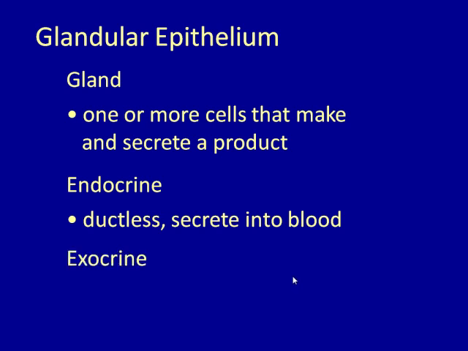Exocrine glands secrete into ducts or tubes, and so their secretions are carried short distances to the surface someplace. So endocrine glands are things like your pituitary gland or your thyroid gland, which secrete hormones into your bloodstream. An exocrine gland would be like your sweat glands. They're just under the surface of the skin, and they secrete sweat, and ducts take that to the surface of your skin.